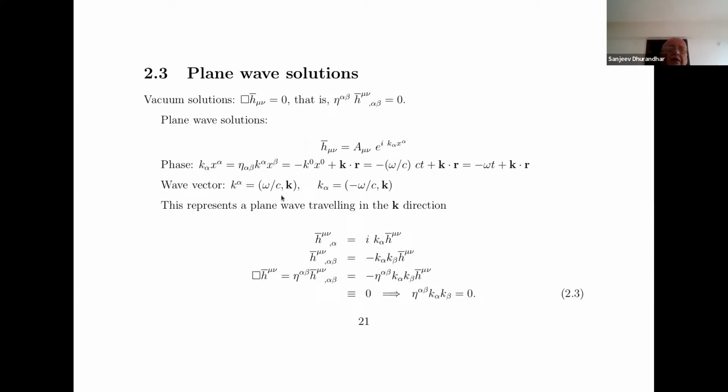The wave vector is k alpha equal to omega by c k. So this is the wave vector, and this represents a plane wave traveling in the k direction. So now the wave equation, in fact, imposes conditions on the k. So that's what we'll see.